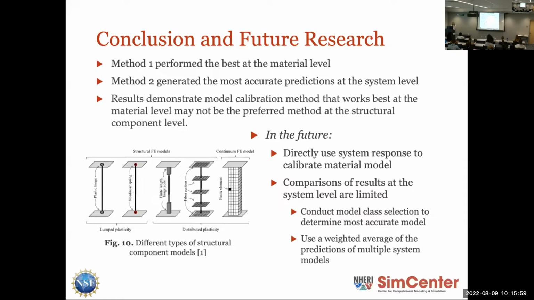There are many ways to expand on this research. You could even directly use the system response to calibrate the material model. So this would give you maybe an even better estimate of how it performs as part of the structural component. You could also do more thorough comparisons of the results. We only used one structural component model, which was a simpler model. It was developed at the Sim Center by one of our postdocs. And so you could use model class selection to determine which model most accurately represents the structural component, or you could take a weighted average of multiple structural models and compare the results. This graphic here just shows you that structural models can vary in complexity.